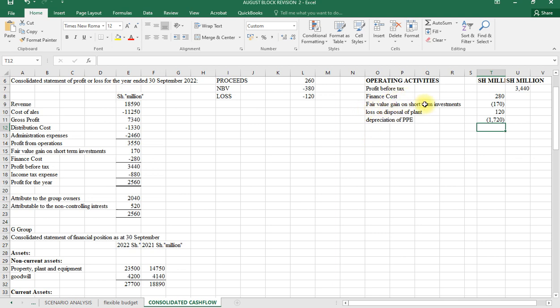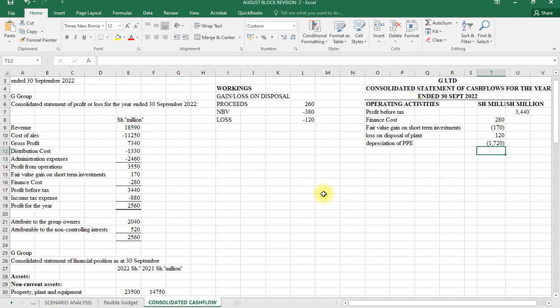So we have finance cost, fair value gain on short term, loss on disposal, and we have the depreciation. Then we need to find the goodwill that was impaired, and to find the goodwill that was impaired, first we find the goodwill that we had on acquisition of S Limited. Goodwill on acquisition of S Limited.